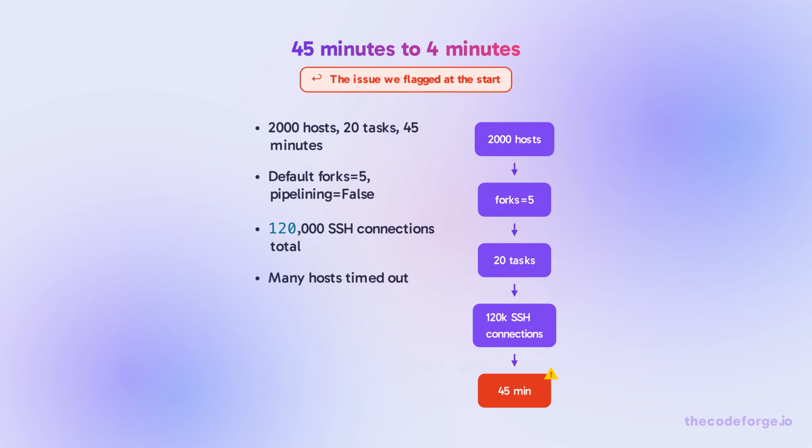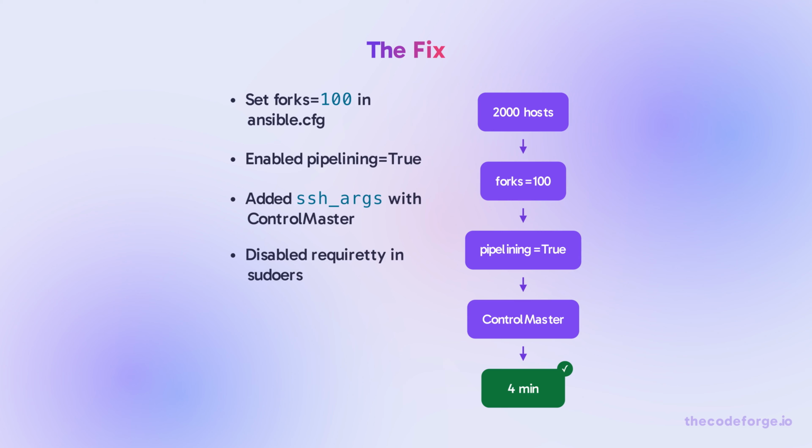ControlMaster was also disabled, so each connection was a full TCP handshake. Many hosts timed out with "timeout waiting for privilege escalation." The fix was to set forks = 100, enable pipelining = true, and add ssh_args = -o ControlMaster=auto -o ControlPersist=60s. We also disabled requiretty in sudoers on all managed hosts.